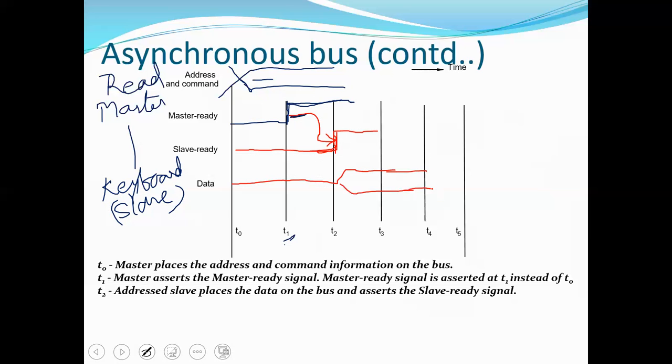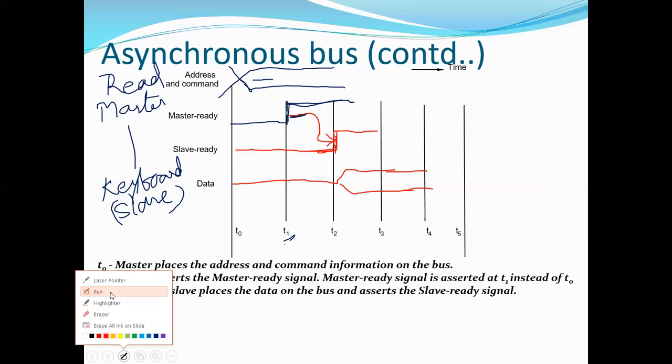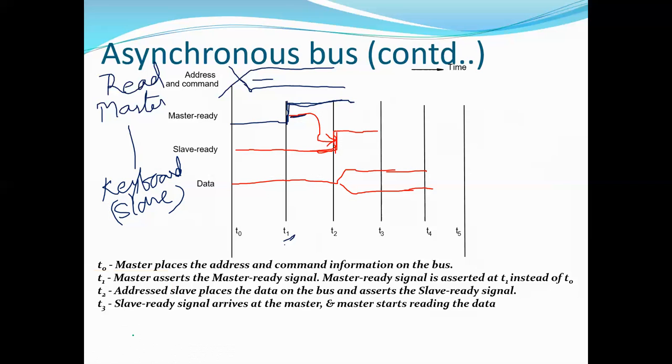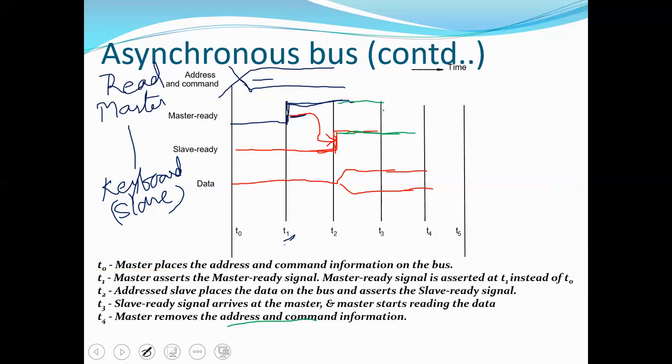Once the slave ready signal is up, the master comes to know that the slave is already set, that the slave device has agreed that it is its address and its operation, the read operation, is already in progress, and so the master removes the address and command information. So when the slave is ready, the master comes to know that the slave ready signal is up, and so what does it do?